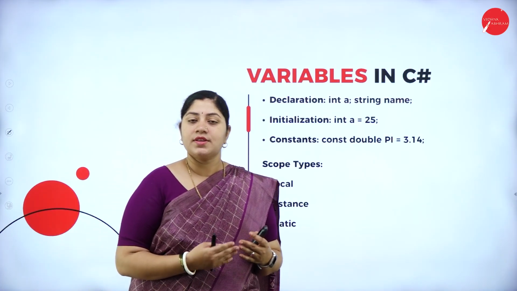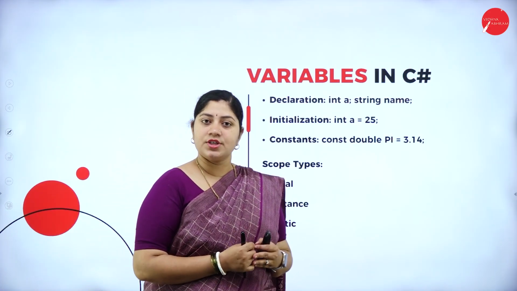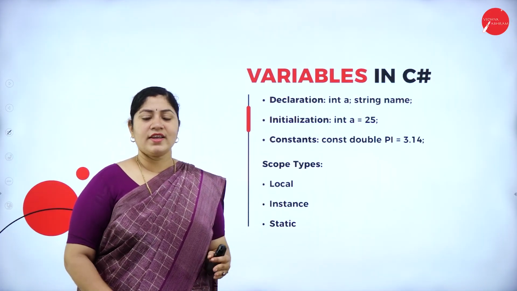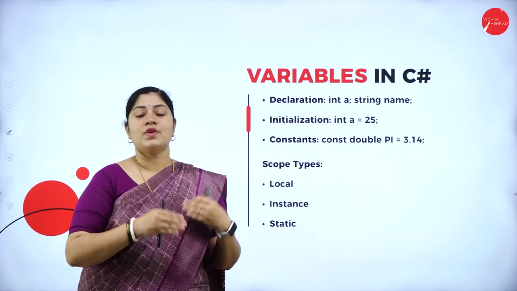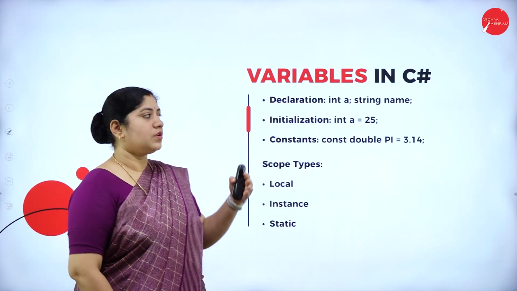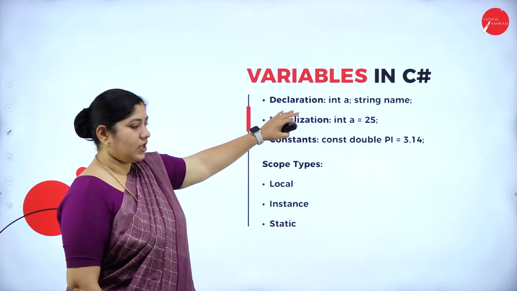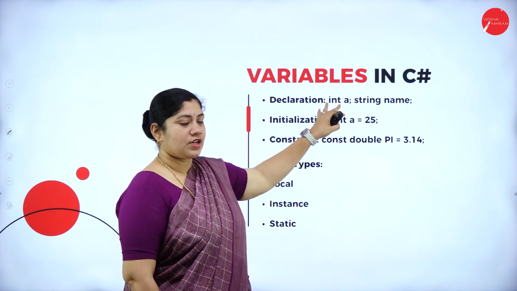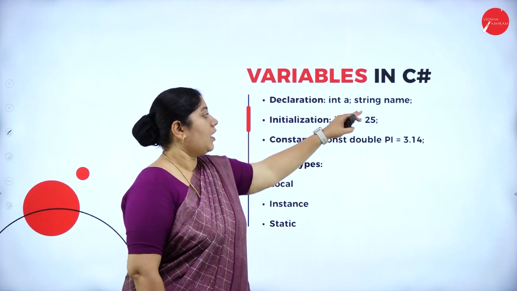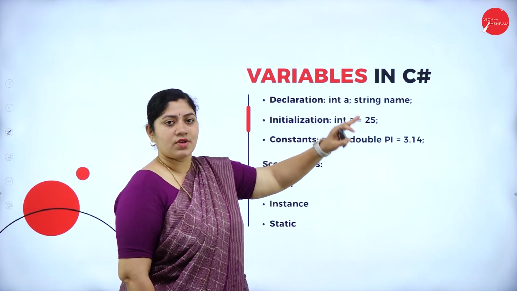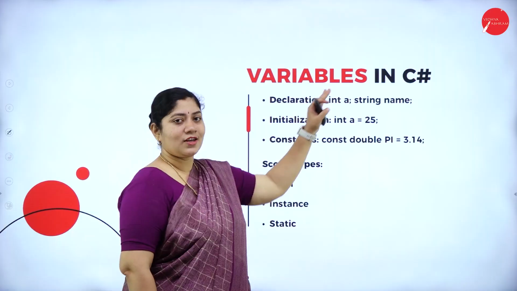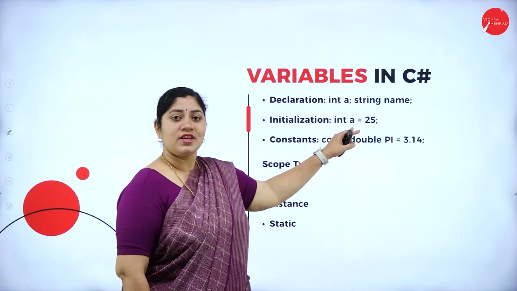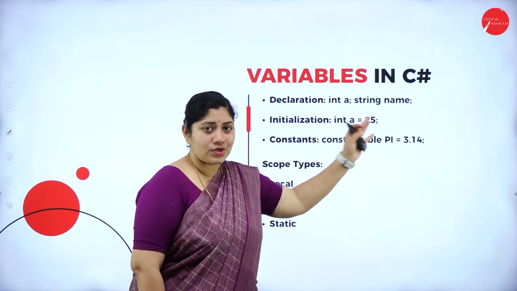Moving forward, let's understand the different variables that we use in C#. The declaration: what is a variable? I believe we know that it is a container which stores a value. Now how to declare that variable? We can declare it using a data type, like if you are working with an integer data type, we define it as int a, and we can give any name according to our requirement. Up next, initialization. How to initialize that? We can directly initialize it as int a equals some value.